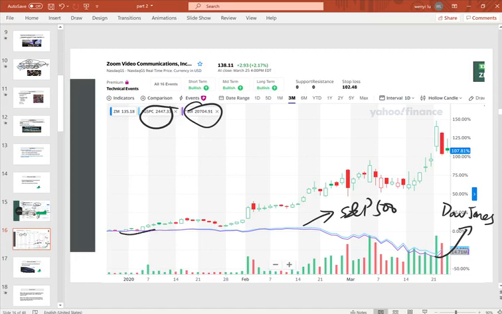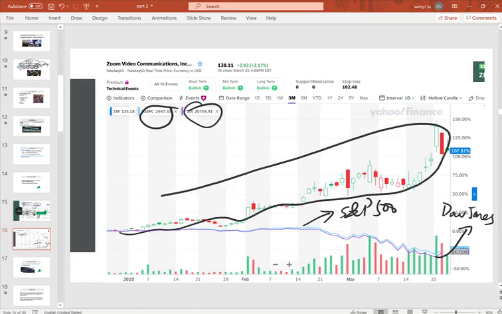And these candle bars are our Zoom stock. Every candle represents the trading volume of the stock for every day. The bigger the candle bar, the more trading volume on that day, so more shares changed hands. The red candle bar means selling, the price dropped. The green candle bar means the price went up.